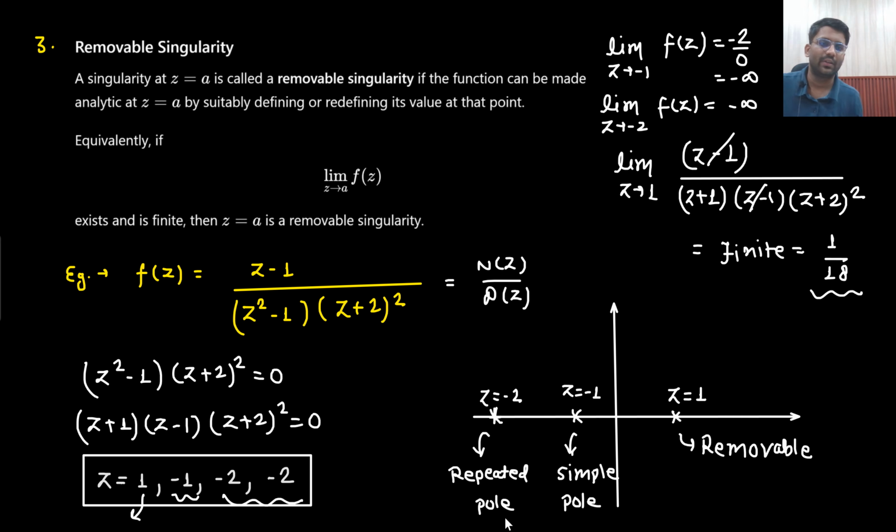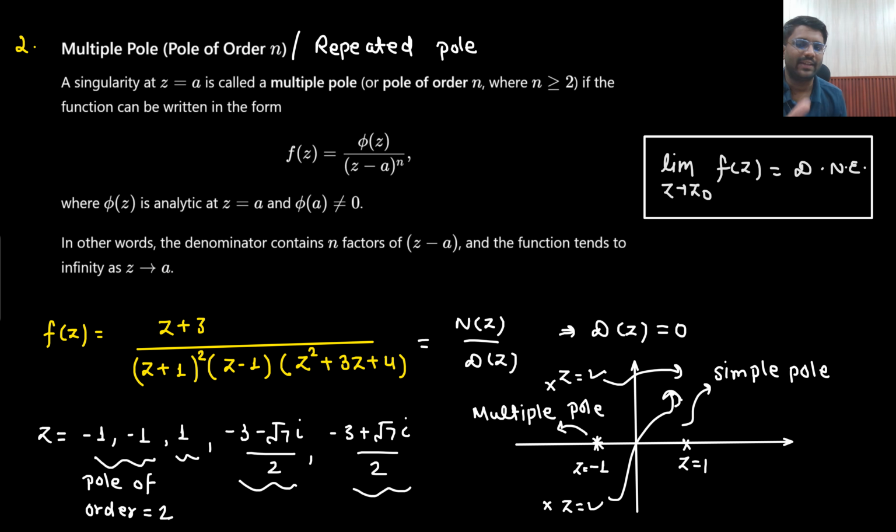Is that clear to you or not? Say yes or no. Absolutely, sir, completely clear. Removable, simple pole, repeated pole, everything is completely clear. Right? This is the Z plane we have made, no? This is your x axis and this is your y axis. So repeated pole, simple pole, removable singularity. You can revise very simply, sir.